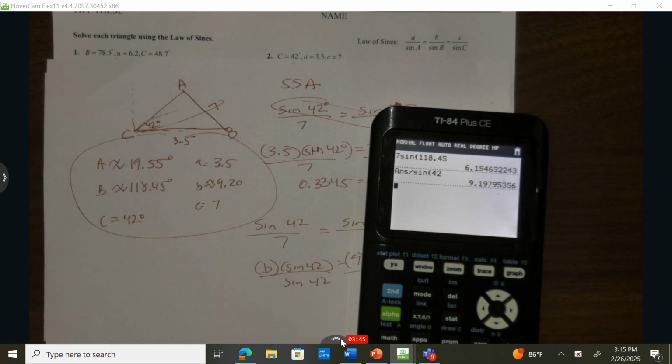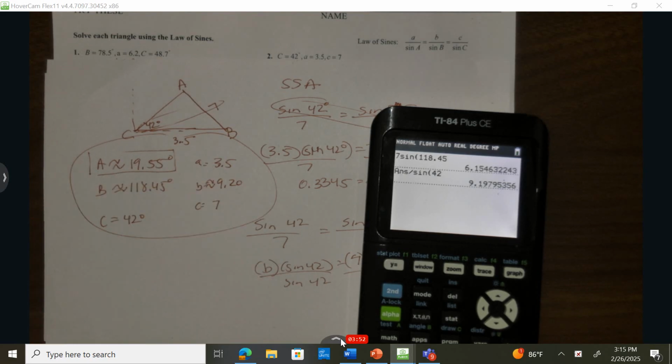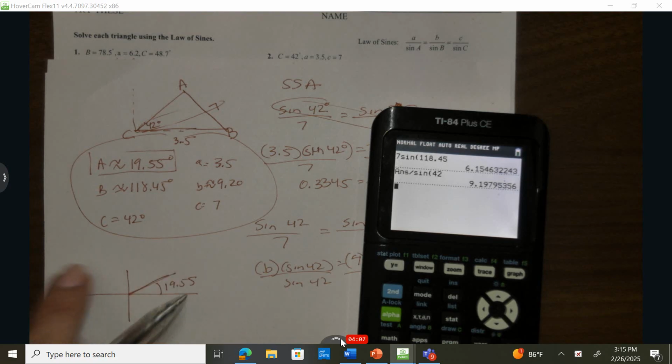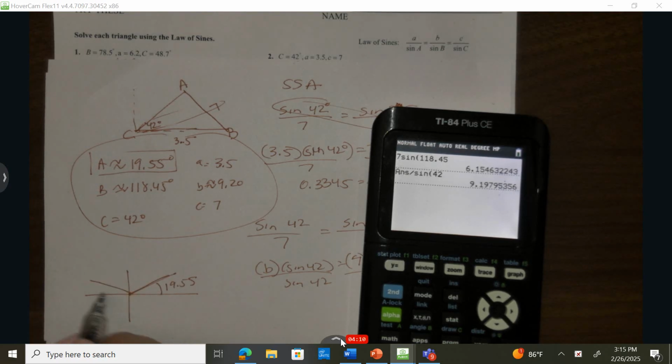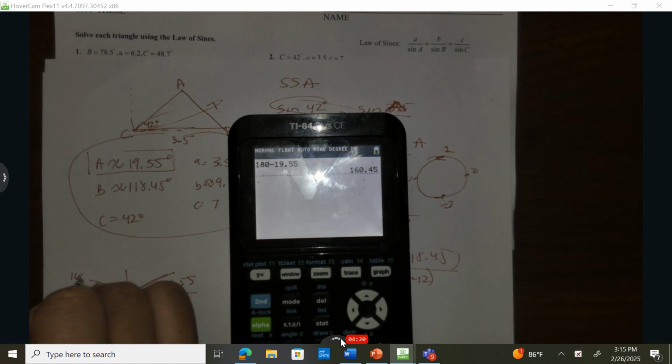This is one triangle. Well, how do we know if there's a second triangle? So this is the first angle that I computed. And using sine, I came up with a reference angle of 19.55. So where else could I get a sine that would be the exact same answer? Sines are positive in quadrant 1 and quadrant 2. So I want to know, what is this angle? Well, I can take 180 and subtract 19.55. Okay, so this is 160.45.